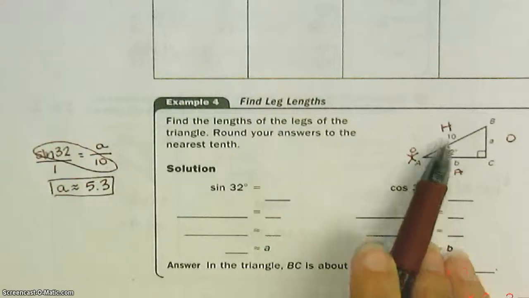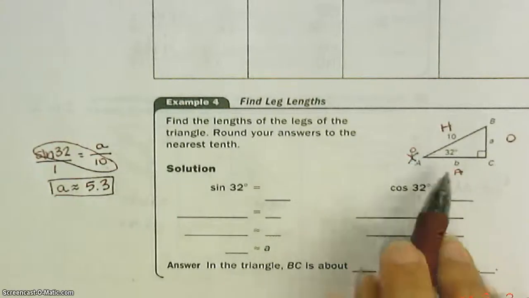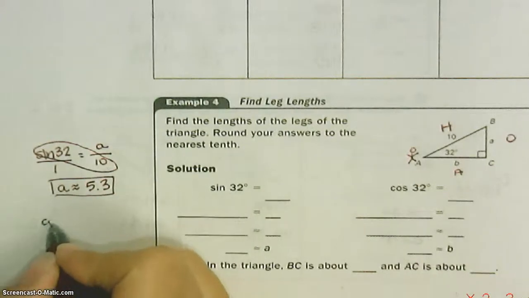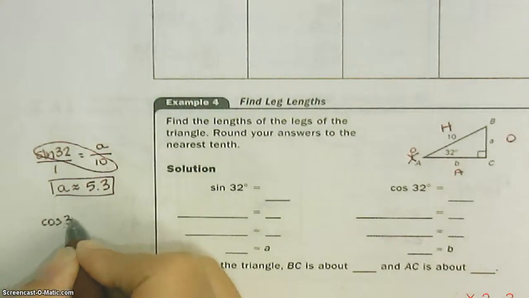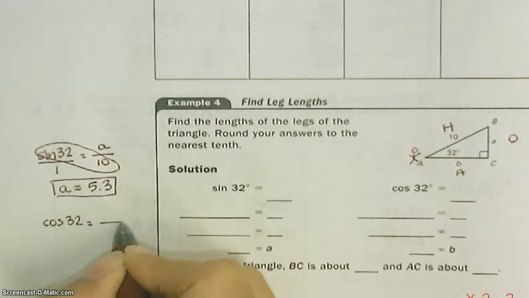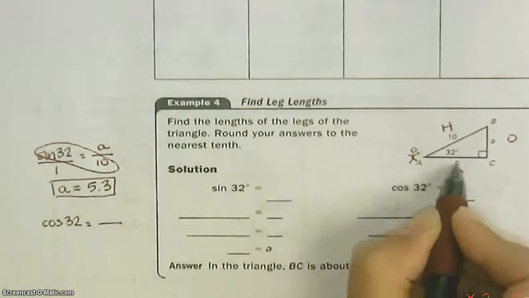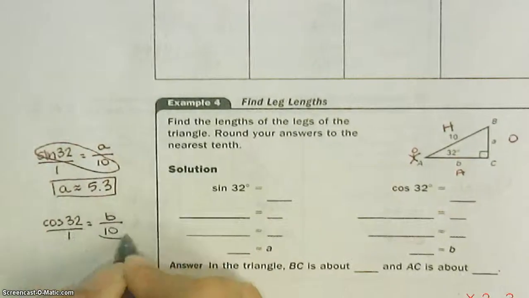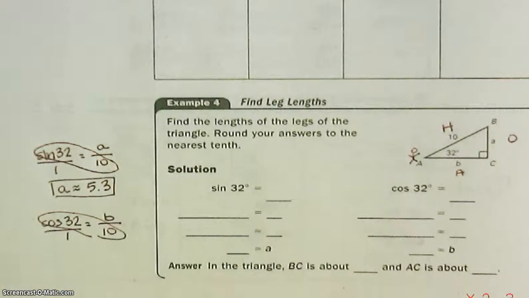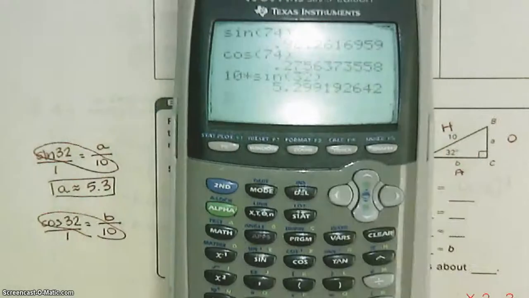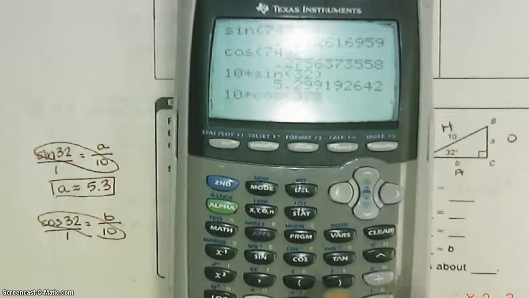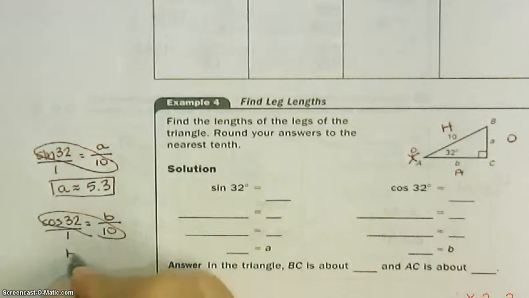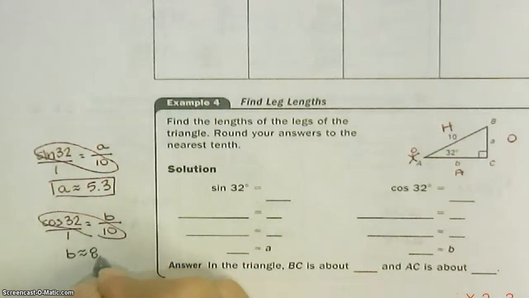Now to find B, notice B is the adjacent. So I need the adjacent, and they gave me the hypotenuse. So adjacent and hypotenuse is cosine. So I write cosine of 32. Cosine is adjacent over hypotenuse. Adjacent is little b, hypotenuse is 10. Once again, I'm going to multiply 10 times cosine 32, 8.5. B is approximately 8.5.